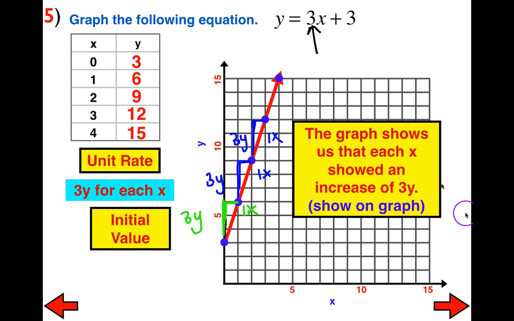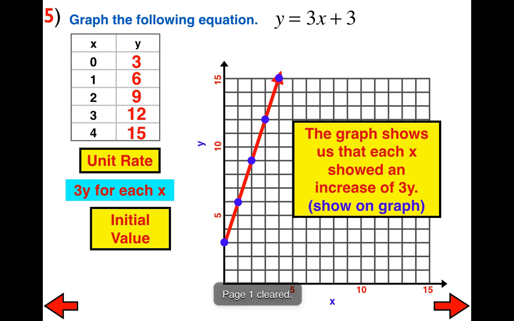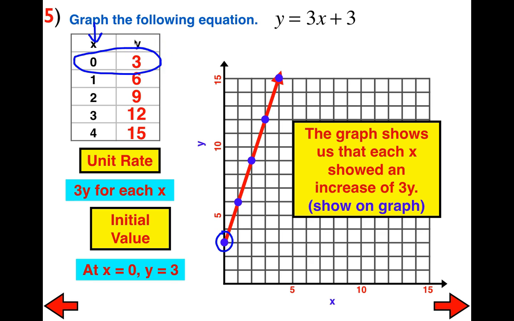Now our initial value, we've got to talk about where this graph started. When your input was 0, what was your output? Well, my output was 3. So you can see it within the graph here, or you can look at the table. Again, when your input is 0, what is your output? Here I would say at x equals 0, y equals 3, or you can say when x is 0, y equals 3. So again, there are different ways of saying the same thing.